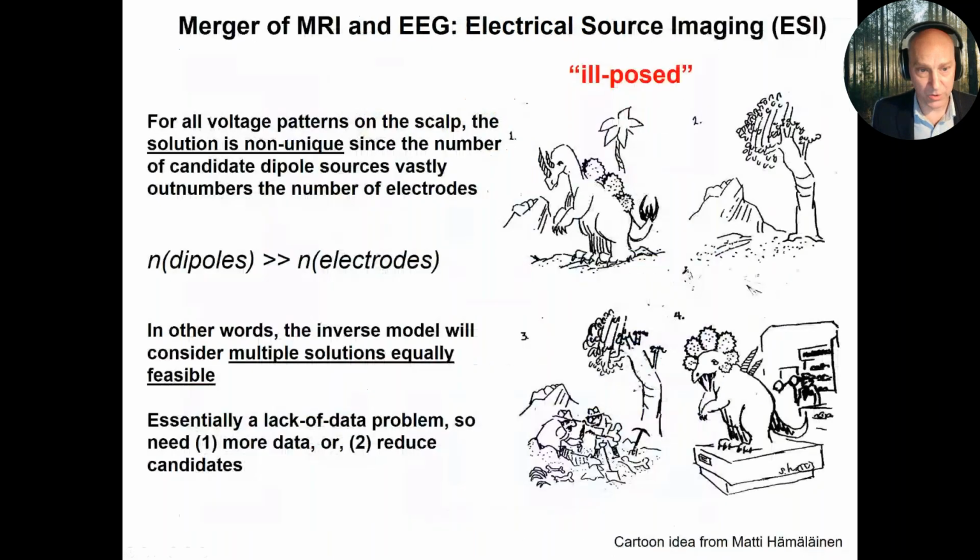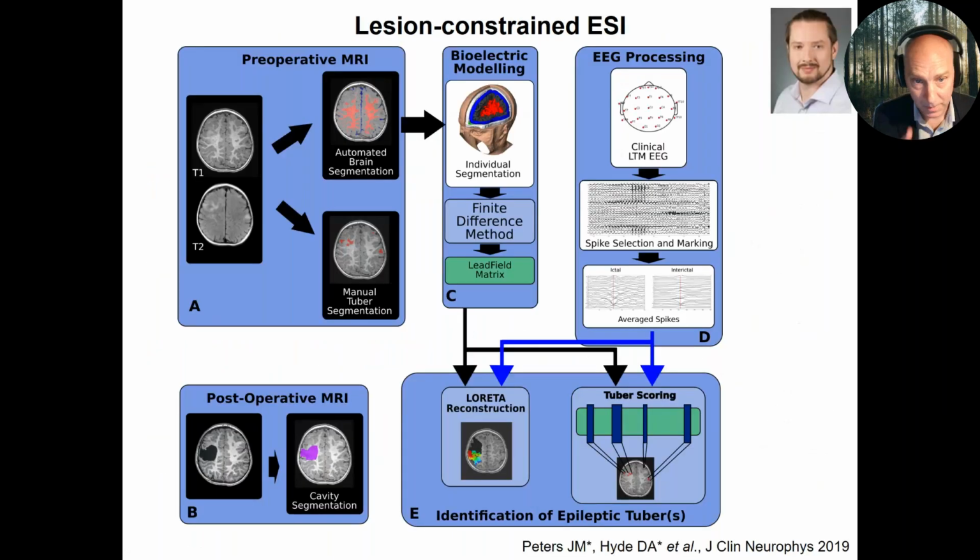And one of the ways of reducing this ill-posedness, and that's the ESI work that I wanted to talk about, is that the number of possible dipoles vastly outnumbers the electrodes, and therefore you need either a lot more data, more electrodes, or you can reduce the number of candidates, for example, by introducing constraints into the model. And that's what we did with tuberous sclerosis complex, because as I was explaining earlier, often the epilepsy can be reduced to one or two tuber lesions out of many more. And so when we realized that, we thought, okay, well, what happens if we tell the computer that the solution basically needs to be constrained to tubers.